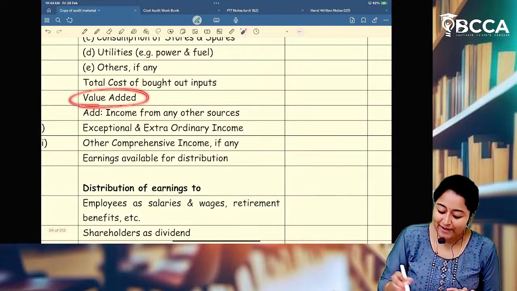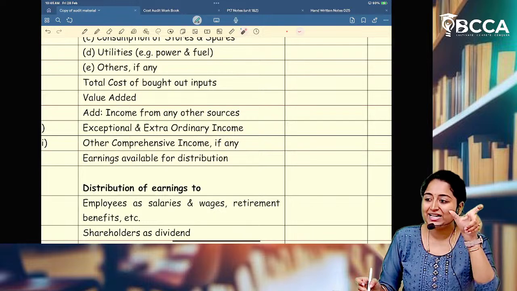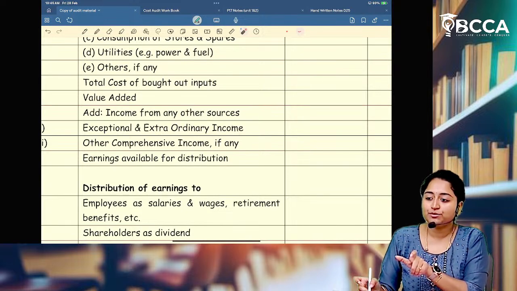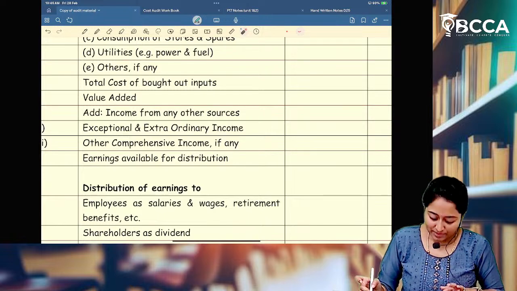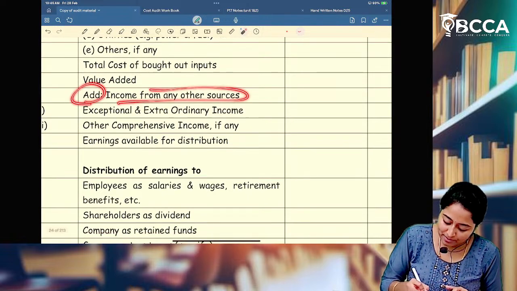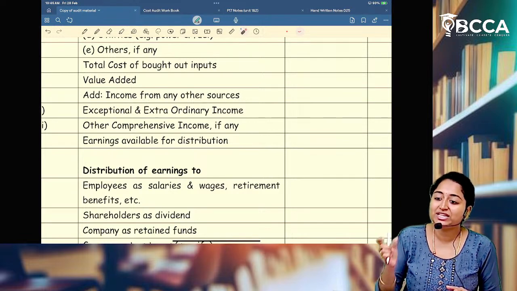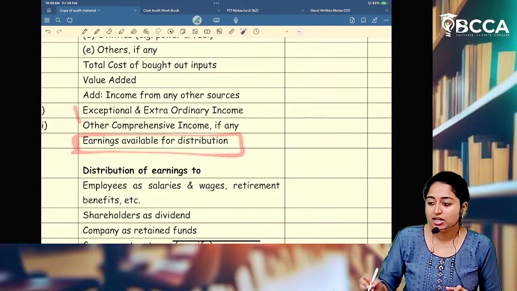Then you will get the value added. So net revenue from operations, you are adding some export incentives, you are adjusting the closing stock and opening stock, and then you are reducing cost of bought out inputs. Then you will get the value addition. Clear? Then add income from other sources. So whatever income from other sources is there, that you will add with the value addition. Then you will get the earnings available for distribution.